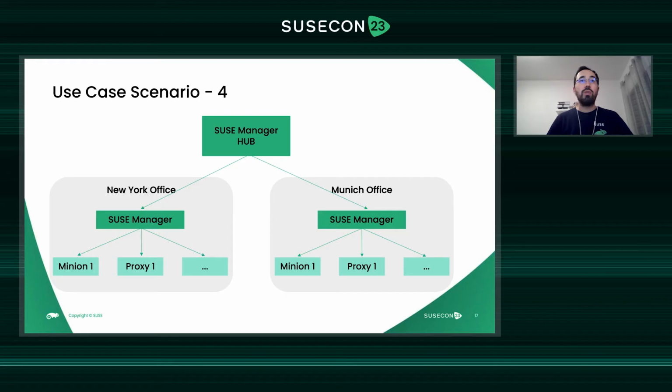In this example, you have an office in New York with one SUSE Manager server that manages all the machines in this office, and you have another office that is located in Munich with another SUSE Manager server that is also responsible to manage all the machines in this Munich office. This way you can have a central place to manage all the content and make sure that both SUSE Manager servers have exactly the same content to be applied to the minions that are registered to them.